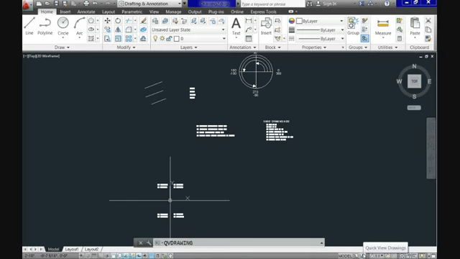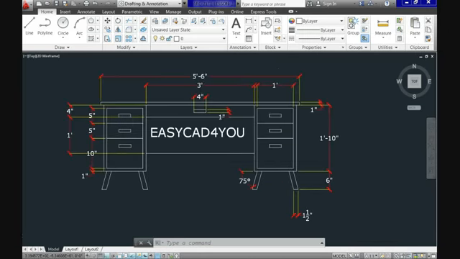At this point, you should be able to start drafting. So I'm taking you here, pause the video, get the measurements, and try to draft on your own this desk.